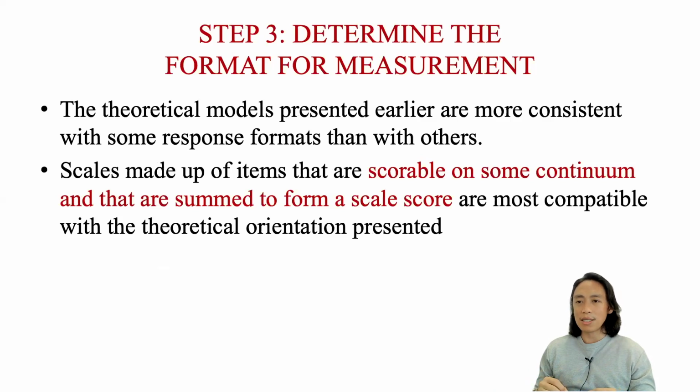That theoretical model suggests that scales are made up of items that are considered as indicators of the latent construct. These items are scorable on some kind of continuum, a continuum of possible responses. Each option in the continuum has some kind of numerical value or numerical counterpart. These numerical ratings are summed up or averaged, and that sum or average will serve as the composite score, which is theoretically an estimate of the true score of the latent construct that is within the individual.